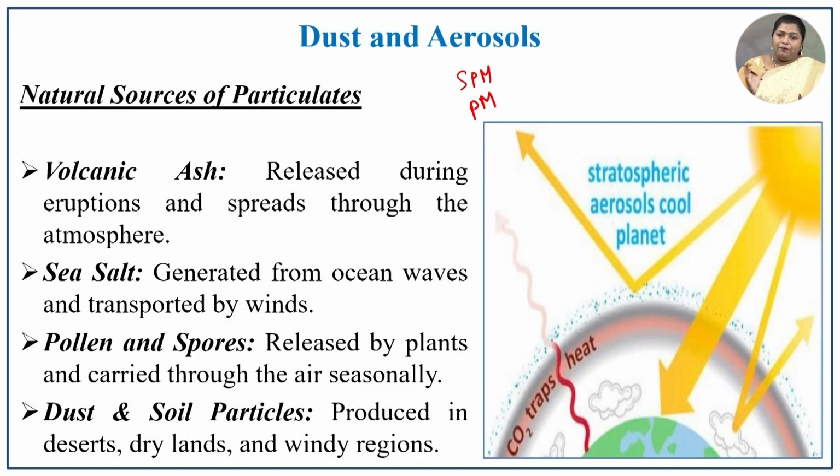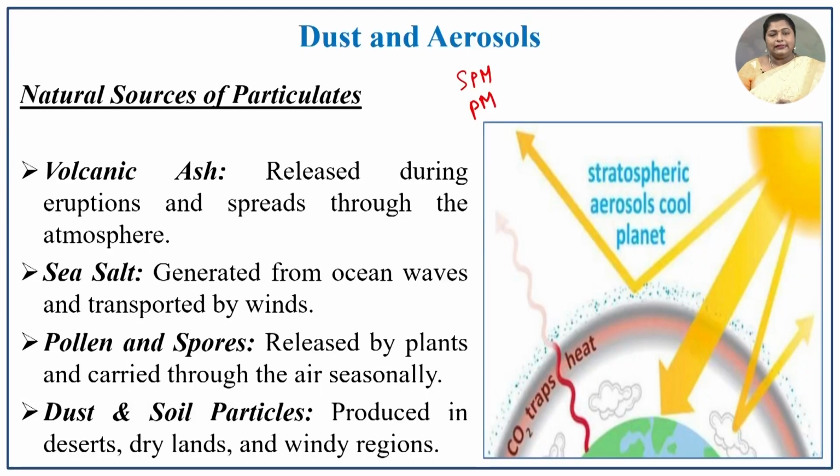And pollen grains and spores, that is during the pollination time, pollen grains are transmitted from one plant to another plant. So in that duration, some pollen grains are also suspended in the atmosphere. Dust and soil particles are produced in the desert region, dry lands and windy regions. If the wind blows, the fine silt and sand particles fly in the air and are suspended in the atmosphere. So these are all the natural sources of dust and aerosols.